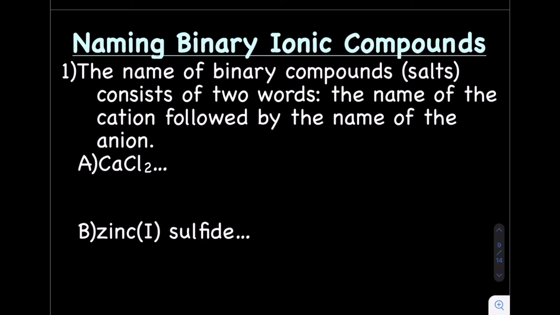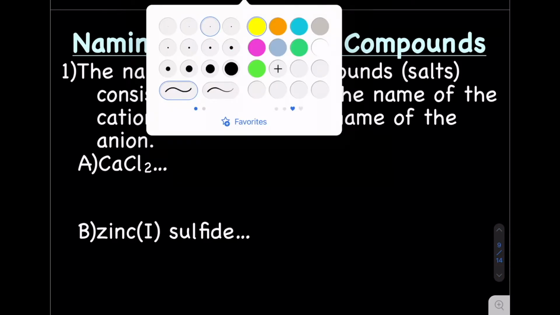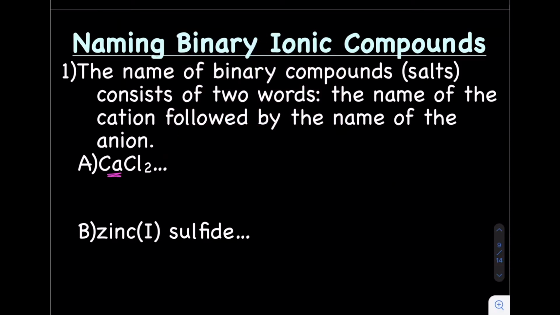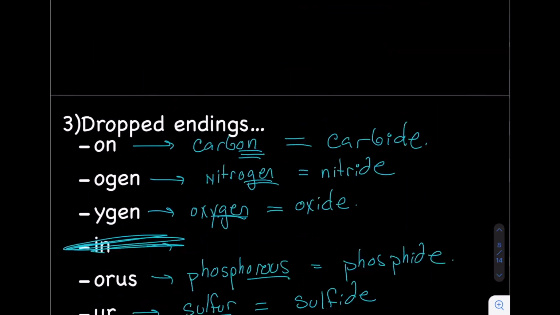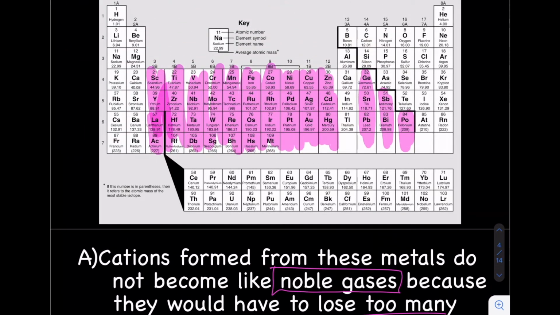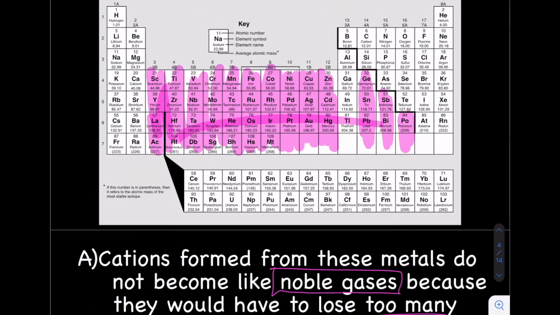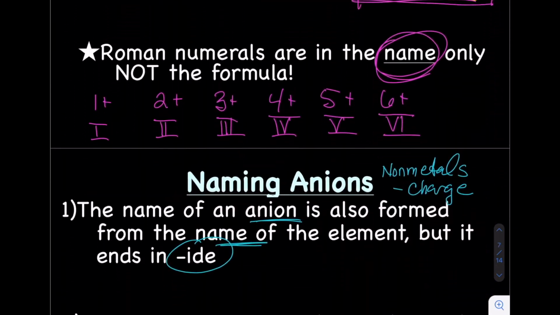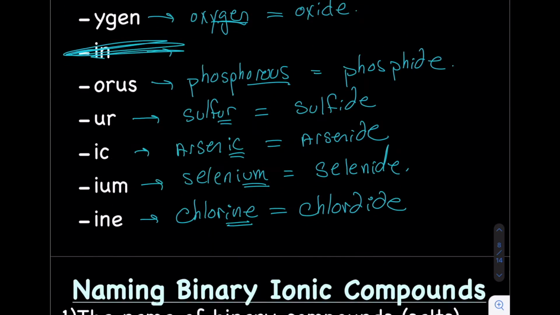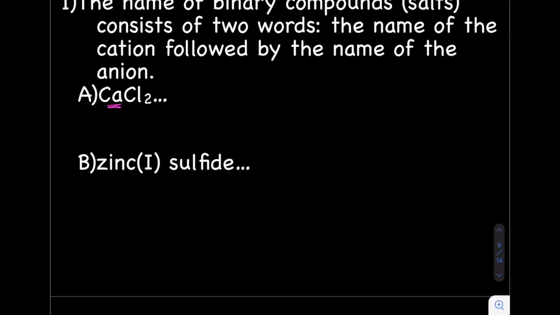All right, so let's give this a try. Remember, we're going to name the cation first, which is calcium. So let's find calcium. Sorry. Calcium is right here. He is a metal in group 2A, which means we just write his name. We just write calcium. So Ca is calcium.